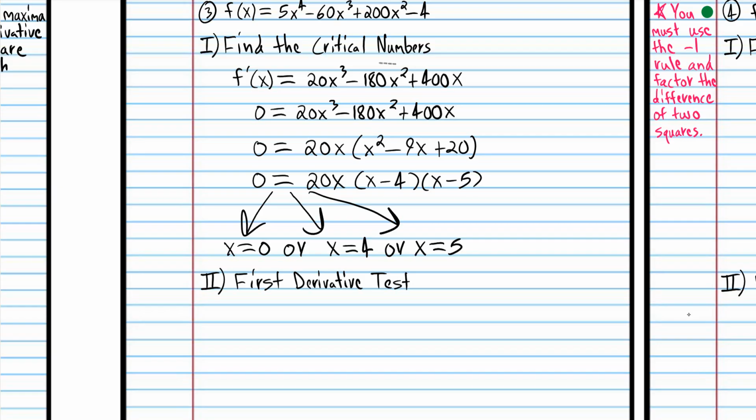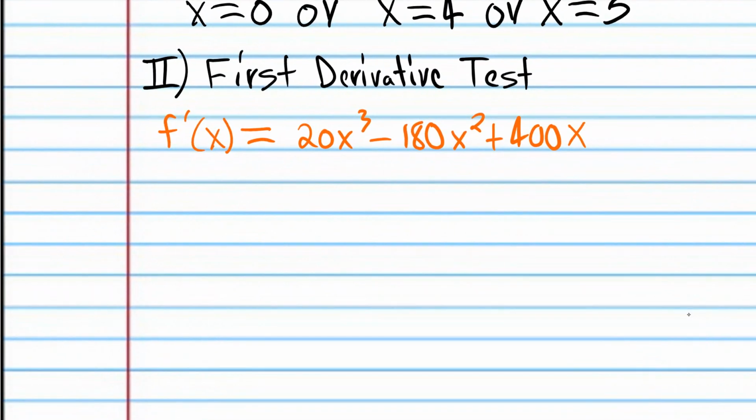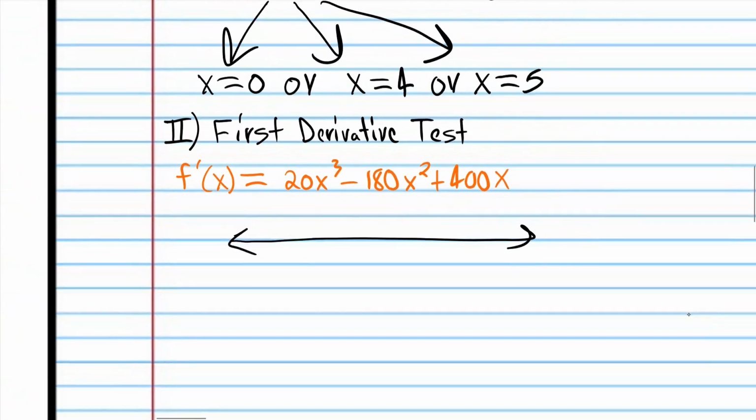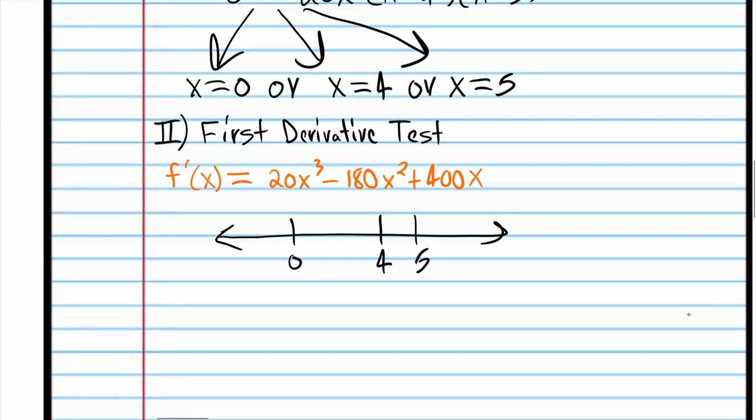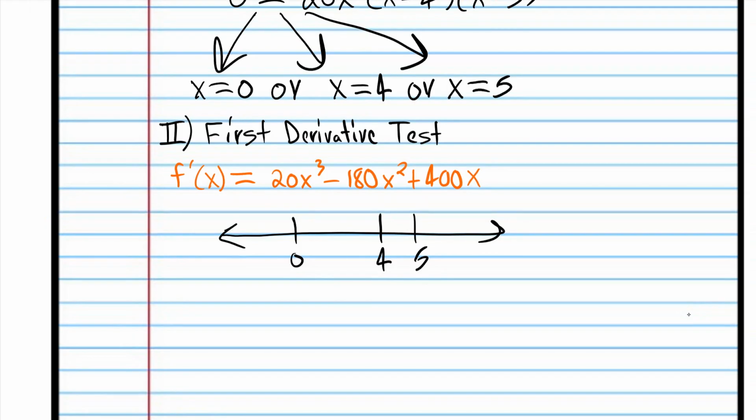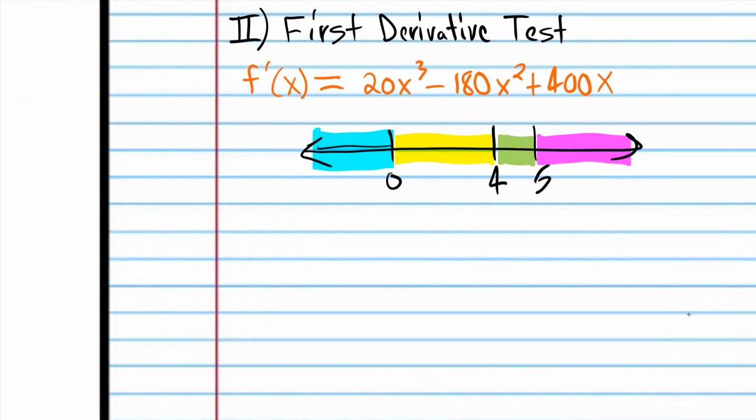So I'm going to copy the derivative formula and bring it down just so we don't have to constantly scroll back up. And I'm going to make a number line, and I'm going to write the critical numbers on the number line. Then I'm going to check this region, this region, this region, and this region. So we're going to check the sign of the derivative. So I'm going to plug in -1.